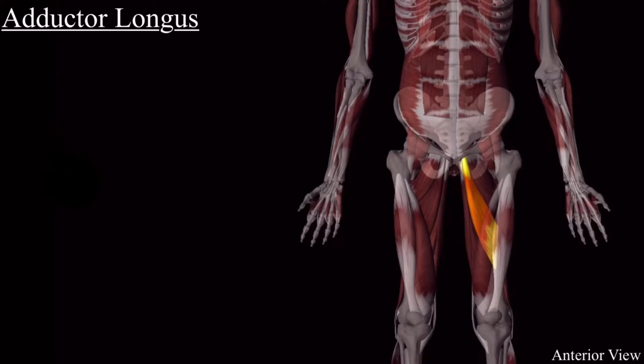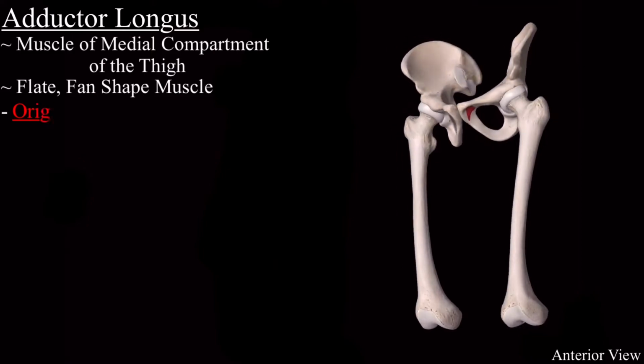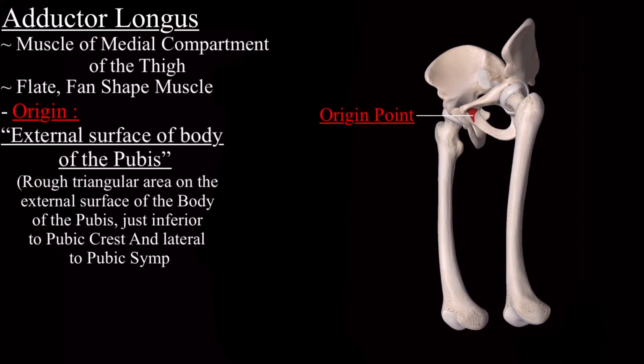Adductor longus muscle is also one of the medial compartment muscles of the thigh. It is a flat, fan-shaped muscle. It originates from the external surface of the body of the pubis. To be more specific, it originates from a rough triangular area on the external surface of the body of the pubis, just inferior to the pubic crest and lateral to the pubic symphysis.